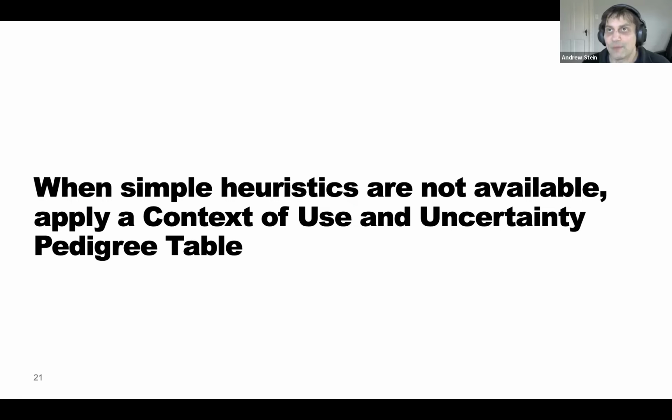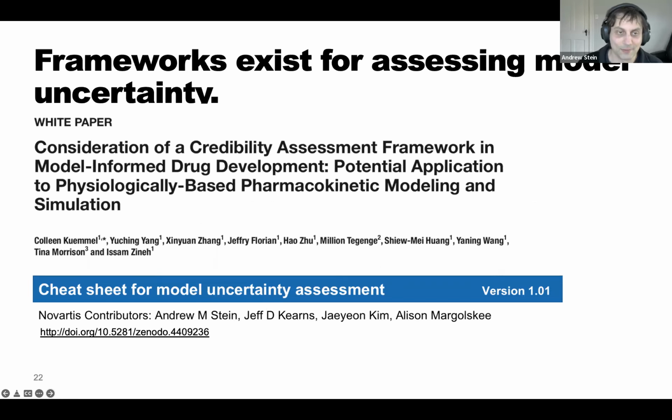And this has a lot in common with things like predicting the economy or climate change, where we only have 1 Earth, right? And so there are these context of use tables that the FDA developed, and also an uncertainty pedigree table that I'm going to talk a bit about. I just mentioned here a couple of references I referred to. This first paper was a white paper the FDA put out a couple of years ago.